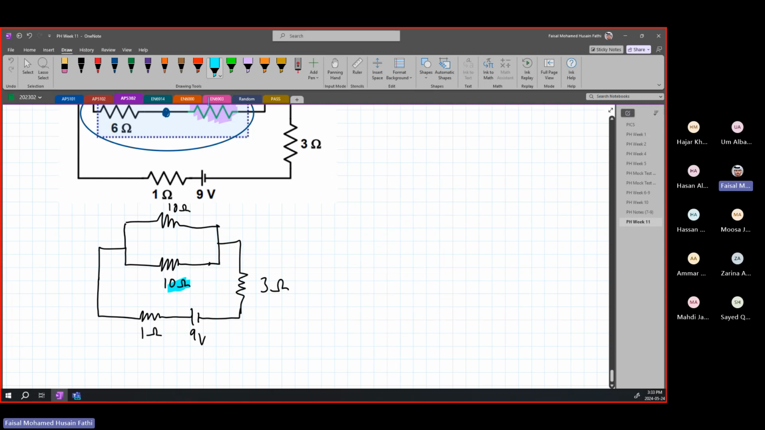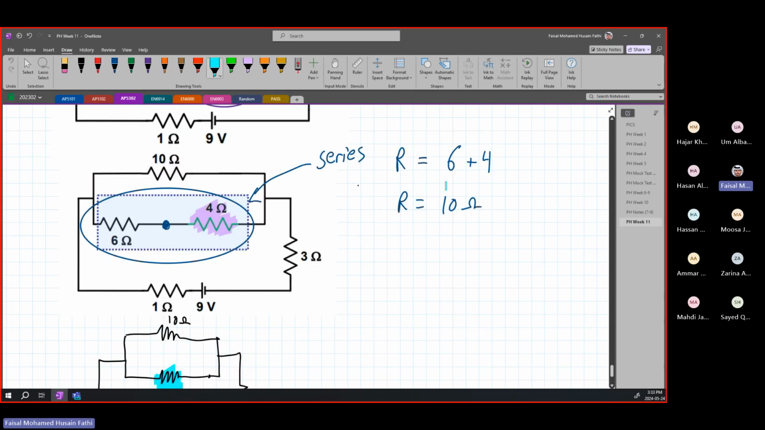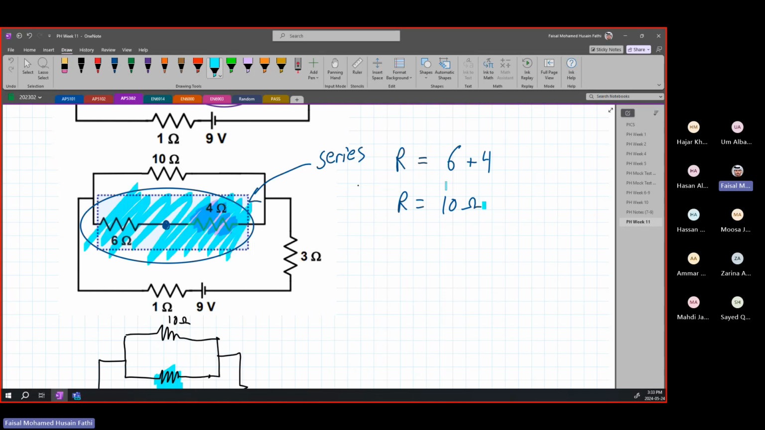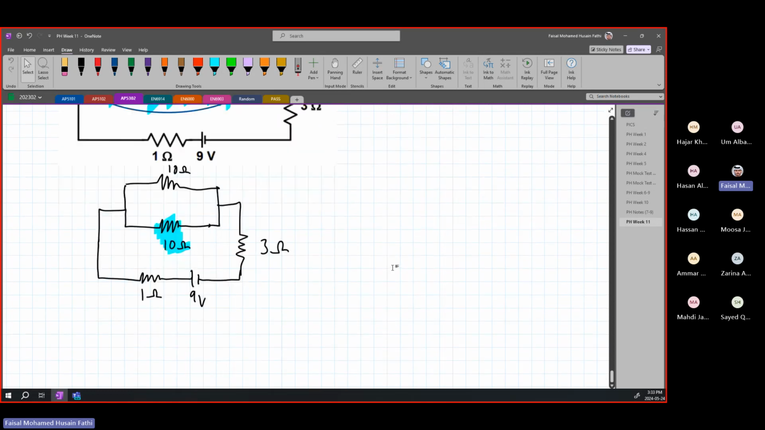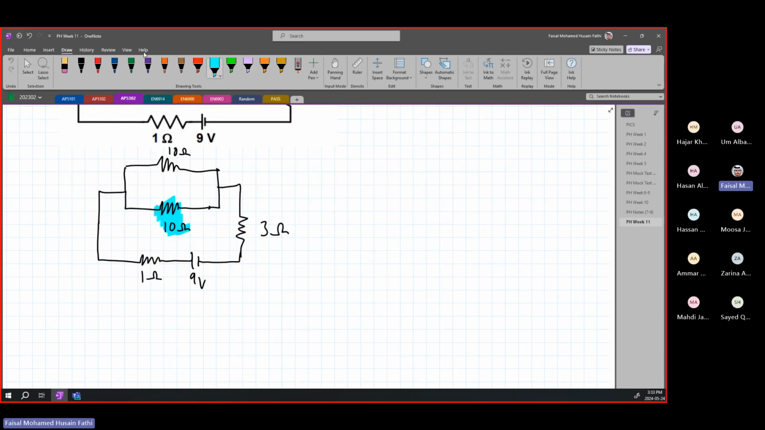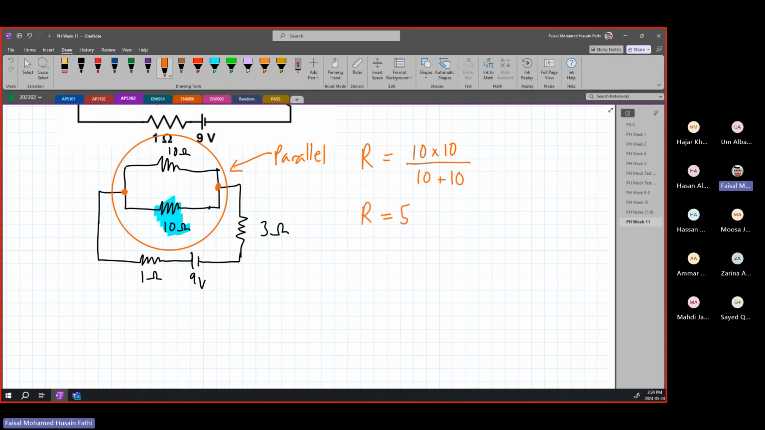So again, this 10 ohms over here came from this series connection, this total series connection over here, where we found out that R is equal to 10 ohms. Now, when we look at this circuit, we can notice that these two are in parallel. How do we know these two are in parallel? They are connected at 2 points to each other. So this is another parallel connection. The equivalent resistance for them is going to be 10 times 10 over 10 plus 10, because it's parallel. So we apply this rule. So R is going to be equal to 5 ohms.